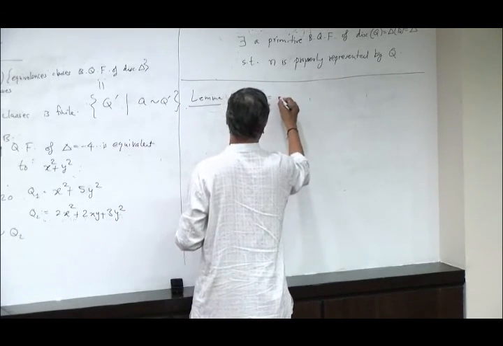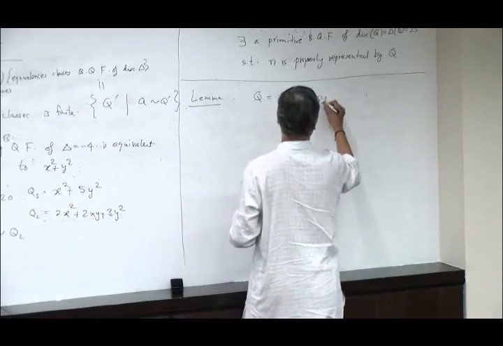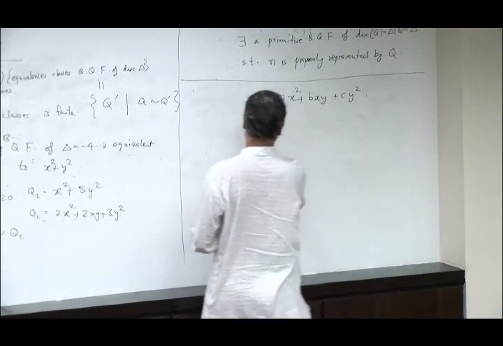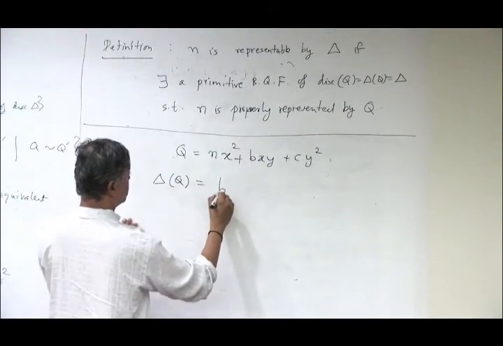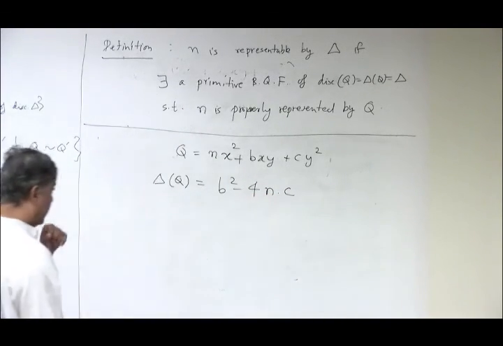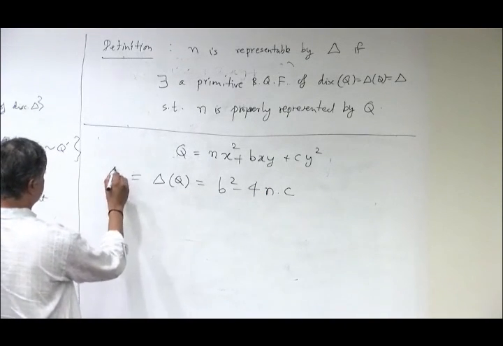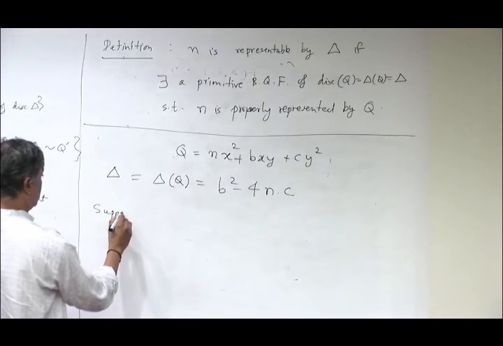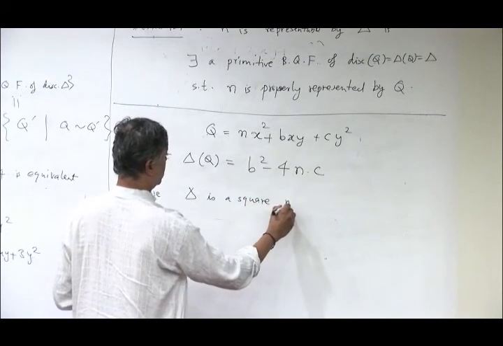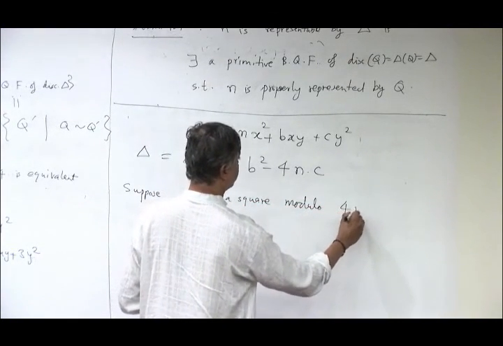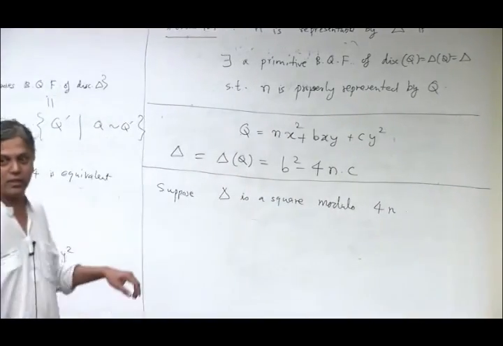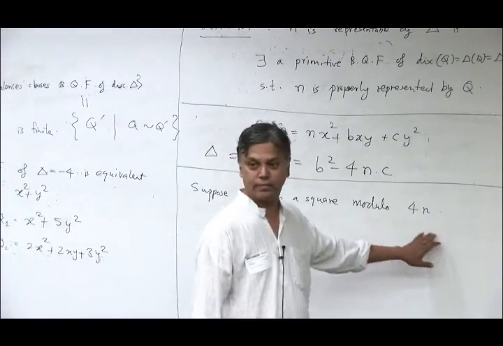So take a quadratic form which is like this. Maybe I'll not call it a lemma, I'll just say, let's just look at the quadratic form like this. Let's calculate its delta. What is it? It's b square minus 4nc. Yeah. And so this is some fixed delta. Suppose I know, let me go it this way. Suppose delta is a square modulo 4n. Suppose this is given. So I know this much. Now I am going to create a theorem out of this. Suppose I know that delta is a square modulo 4n.